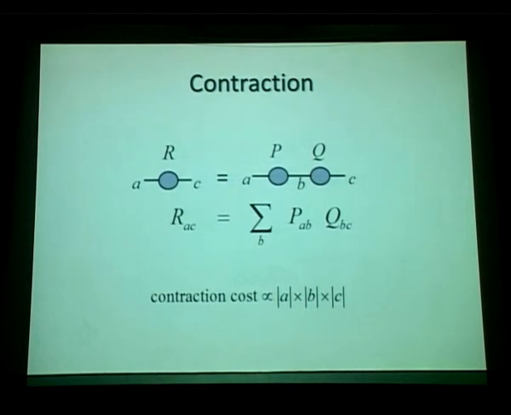Another example of contraction is matrix multiplication. And once again, this diagram corresponds to the summation over here. And let me also just add that the cost of doing this contraction is simply proportional to the product of the sizes of the three indices A, B, C. And in fact, this is going to be true for contracting any two tensors with as many legs as they can have, and they can be connected in some crazy ways. So a simple rule for estimating the cost of the contraction would be: identify the sizes of all the indices that appear in the diagram and multiply these sizes, and the cost will be proportional to that.